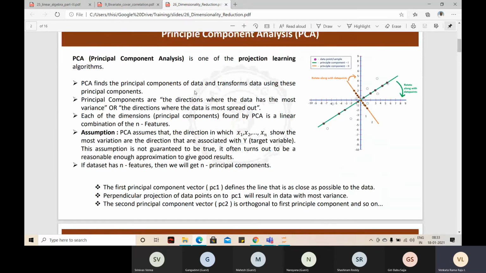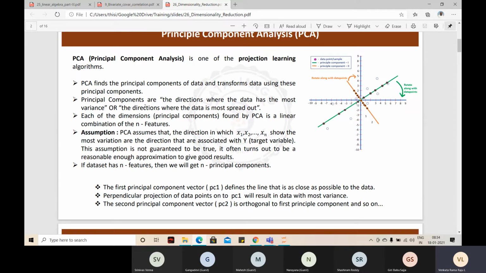PCA finds the principal components of data and transforms the data using these principal components. First it finds the principal components. This green line and the orange line are called principal components. In terms of eigenvalue, eigenvector decomposition, these are eigenvectors. PCA first finds the eigenvectors and then projects the data onto those eigenvectors and rotates them.